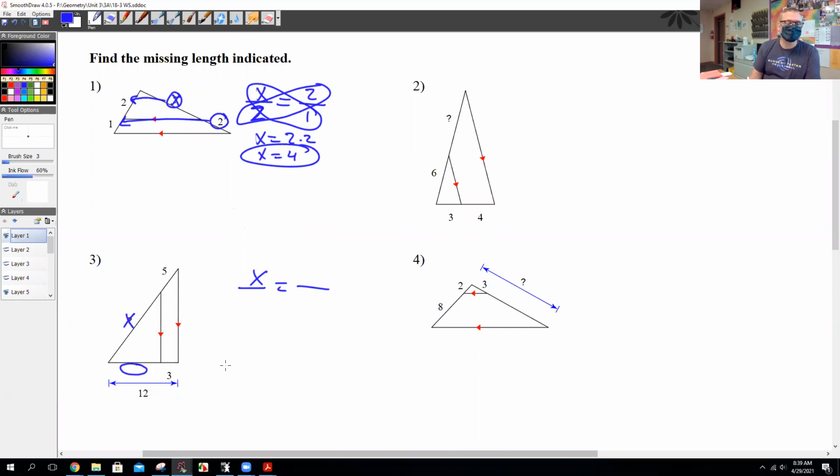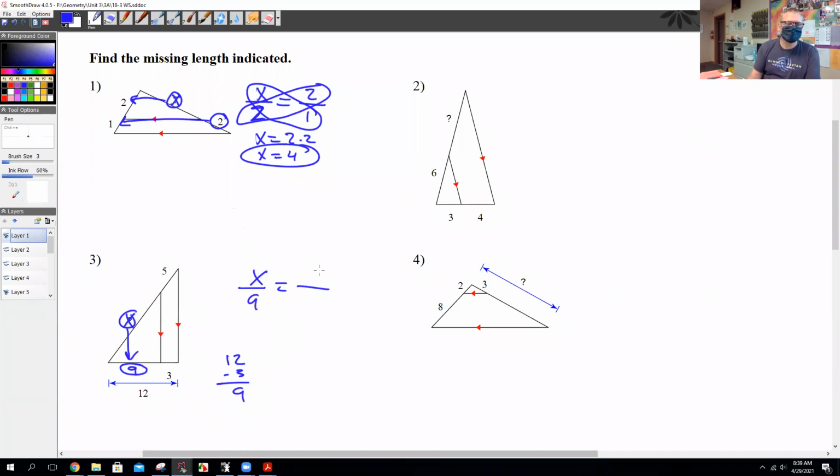What do you guys think? I know you guys know. This whole thing is 12. This is 3. How do we figure out what this part right here is? Yes, to subtract the 3 from the 12. That means that this length right here is 9. So let's do this. X goes to 9.